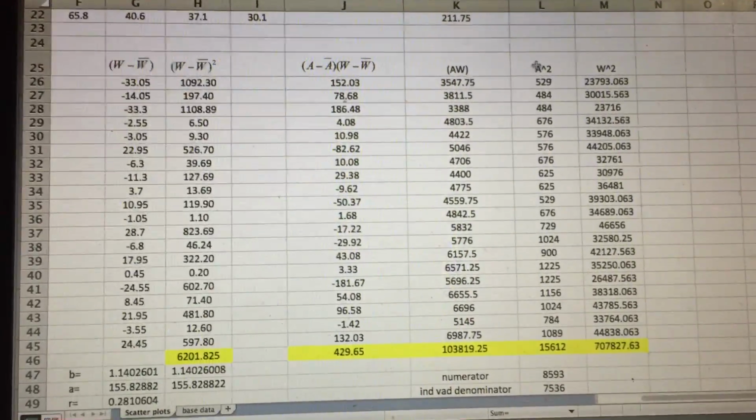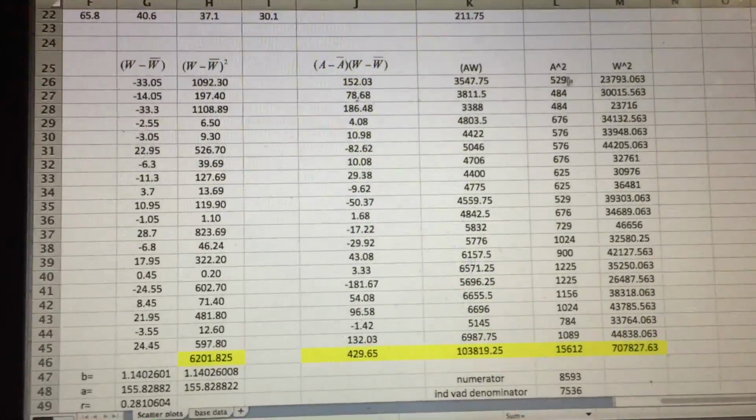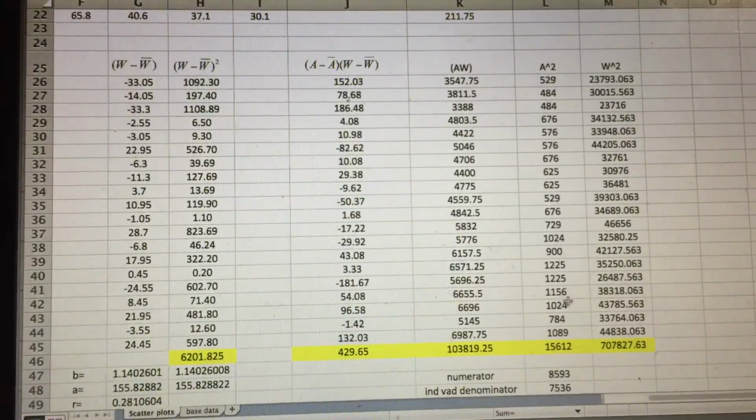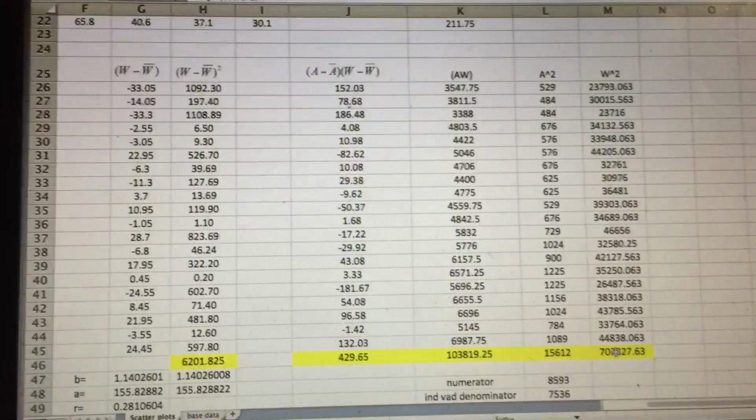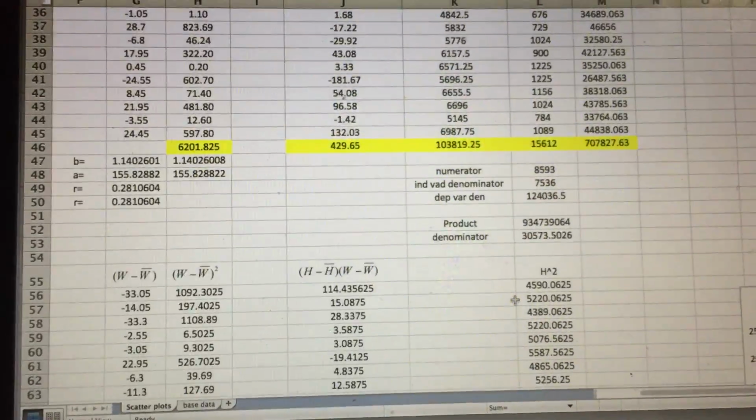You're also going to need to do your age. Each age you're going to need to square it, add it all up, and each of the weights you're going to need to square it and add it all up. So go ahead and, well, take some time to do that.